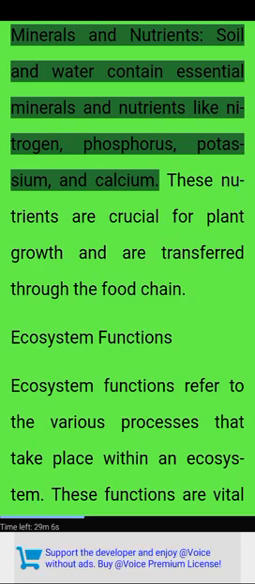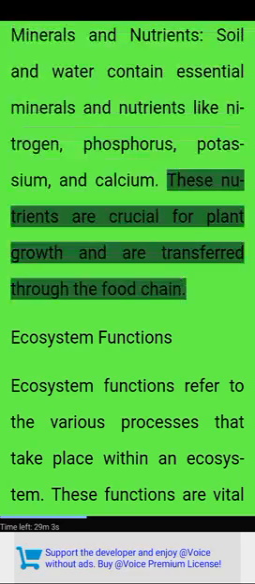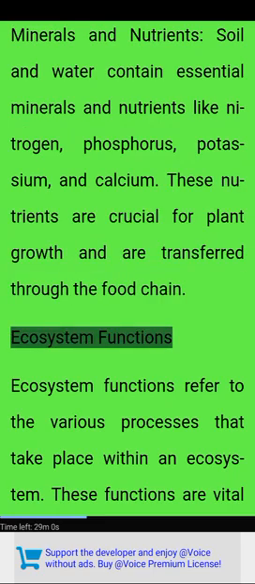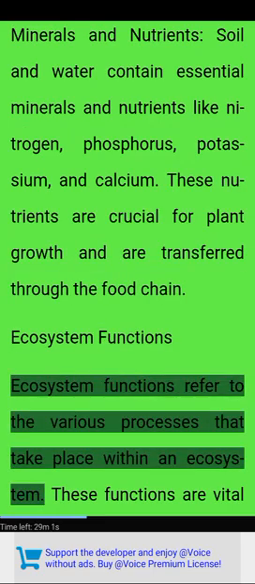Minerals and nutrients. Soil and water contain essential minerals and nutrients like nitrogen, phosphorus, potassium, and calcium. These nutrients are crucial for plant growth and are transferred through the food chain. Ecosystem functions. Ecosystem functions refer to the various processes that take place within an ecosystem.